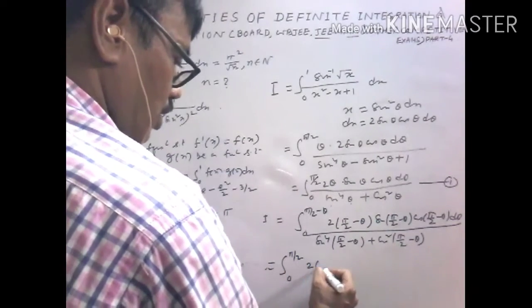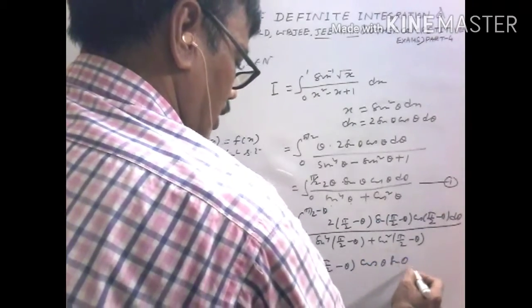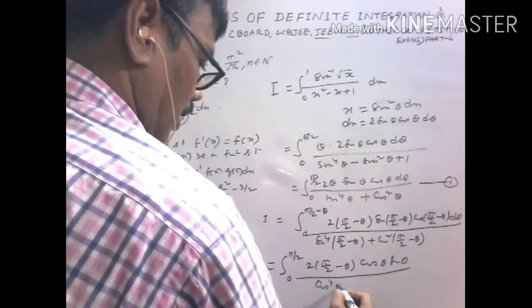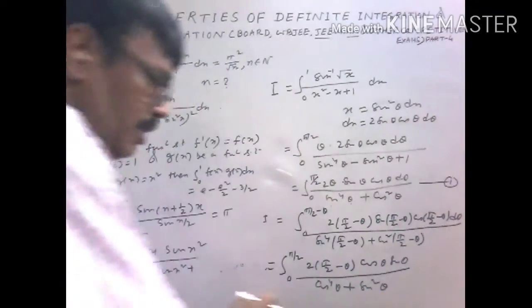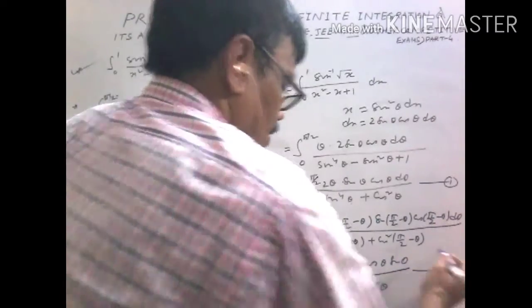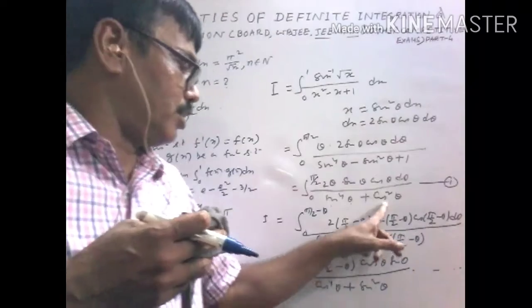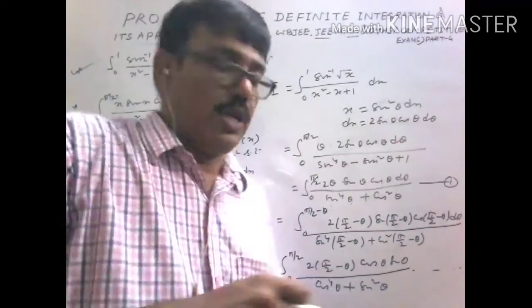This is not simple, this is typical. Now 0 to pi by 2, 2 into pi by 2 minus theta. So this is cos theta, this is sin theta. So this is cos to the power 4 theta plus sin square theta. So look, the denominator is not the same. Look, sin square theta, it is cos square. This is sin to the power 4, this is sin square theta.